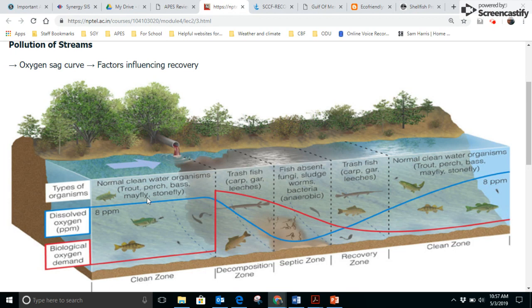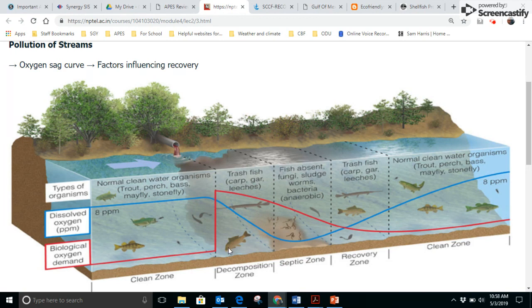You also have mayflies and stoneflies. They're going to be food for these other critters, but they also need a lot of oxygen to live. So they can be used as indicators to show, yes, we don't have too much nutrient loading. We have a lot of good things going on. It's a healthy ecosystem.